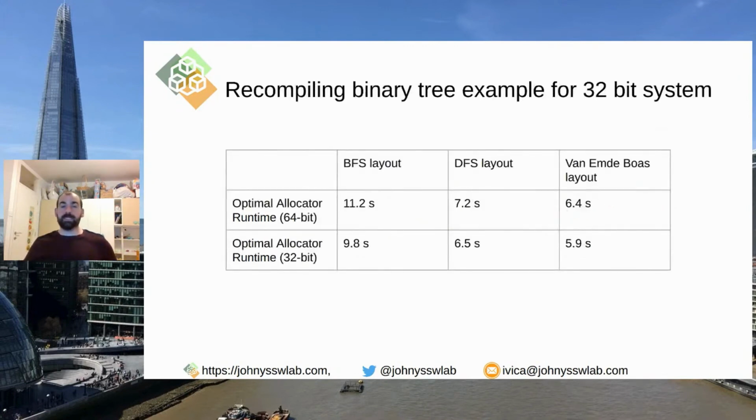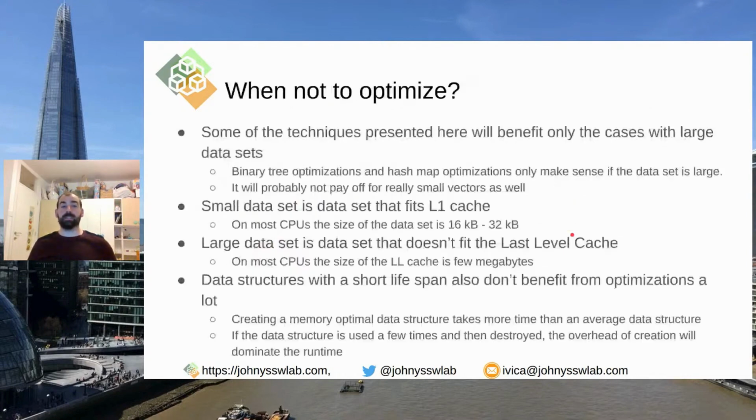For example, here's our binary tree that we talked about earlier, recompiled for the 32-bit system. The 64-bit version with BFS layout takes 11.2 seconds. On the 32-bit system, it takes 9.8 seconds. The DFS layout is also faster, from 7.2 goes to 6.5. The same is the case for the van Emde Boas layout. It goes from 6.4 to 5.9 seconds.